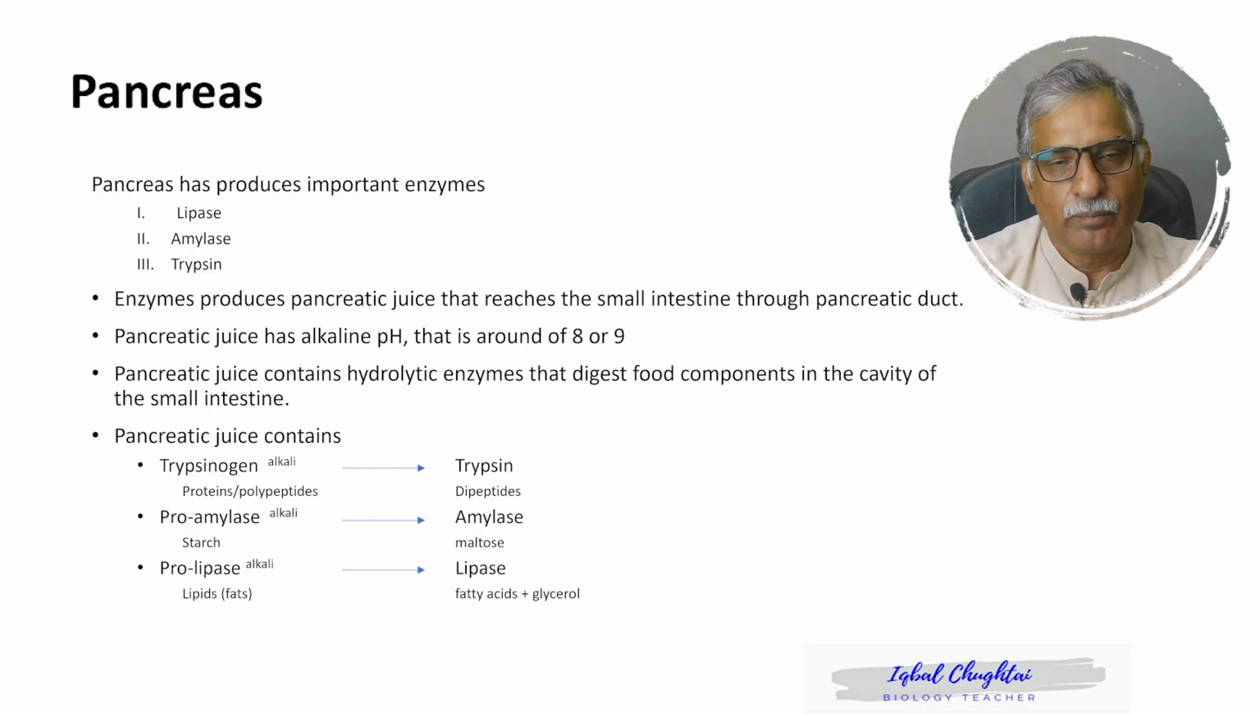At the same time, amylase that is produced as proamylase gets activated when it interacts with the bile in the small intestine, and this amylase digests the remaining starch into maltose.